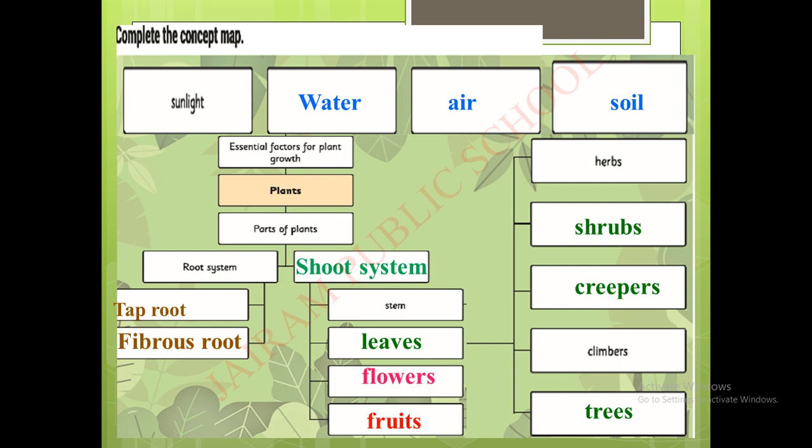So next we saw about creepers. Creepers have a very weak stem, they can't grow upright, so they creep on the ground with extra support.